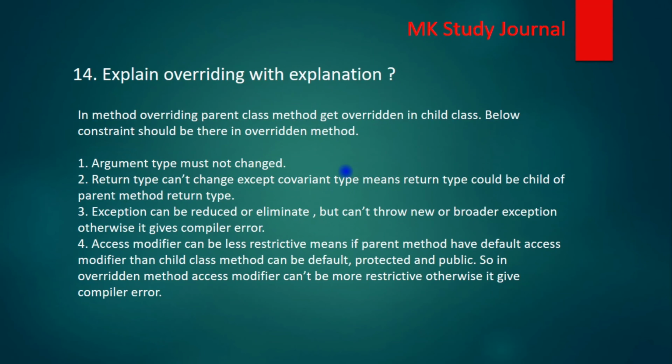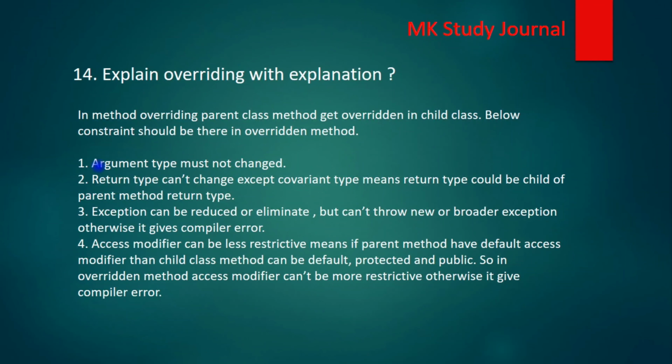In this next question, let's explain overriding. Overriding is basically when we override a method of the parent class in our child class. That feature is called overriding. There are a few constraints in overriding. Those constraints are as follows. The argument type must not change. In overriding, the method name must be the same and the argument type must not be changed.